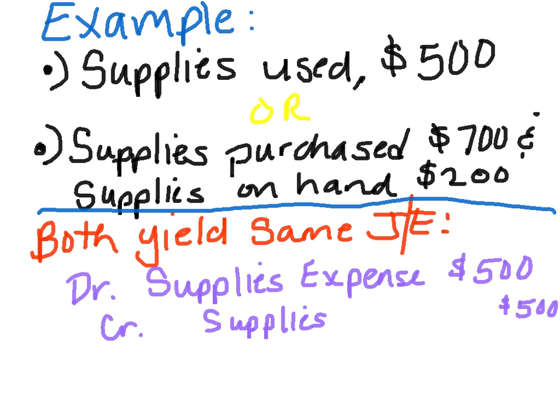You can see here that I've described the same journal entry 2 different ways. I could probably describe this same journal entry at least 2 more different ways, so 4 different ways. So one of the times the author will tell you supplies used, $500. Or the author might tell you that there were $700 in supplies that have been purchased and only $200 worth of supplies are still on hand. So both of those ways of describing yields the same exact journal entry: a debit to supplies expense for $500 and a credit to supplies for $500.